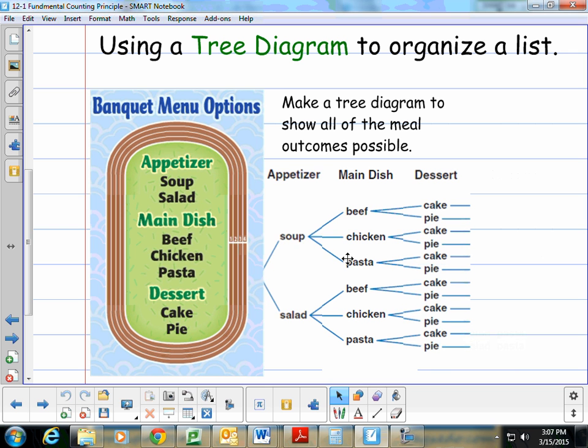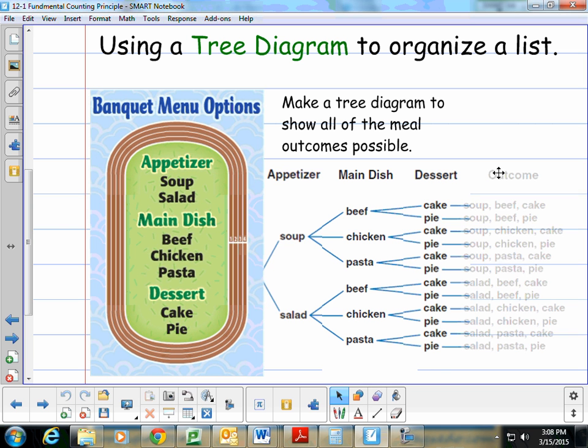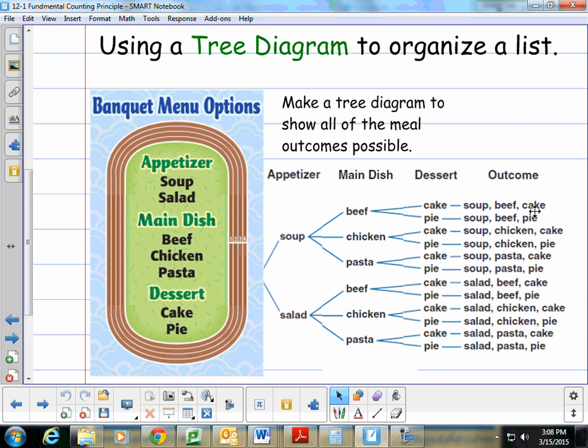Then you choose your dessert. If you got soup, beef, you could get cake or pie. If you got soup and chicken, you could get cake or pie. So for every appetizer option and main dish option, you again have 2 dessert options stemming from each one. If that makes sense for you. So starting here, soup could get beef or cake, beef or pie, chicken, cake, chicken, pie, etc. And then your outcomes are as follows.